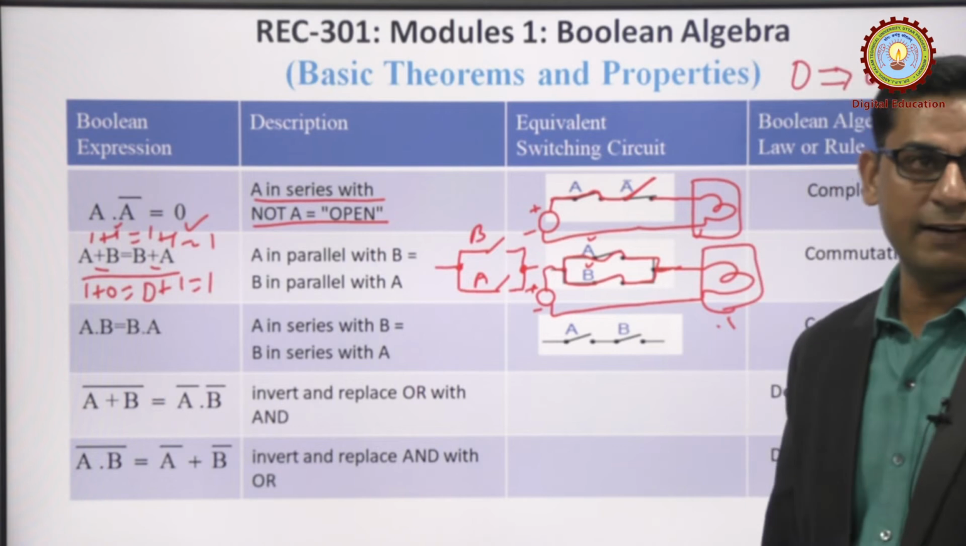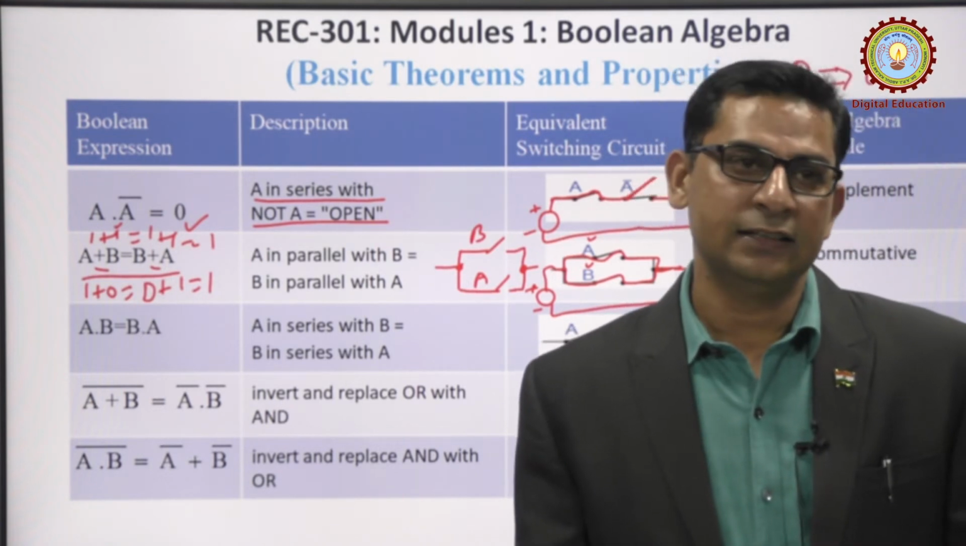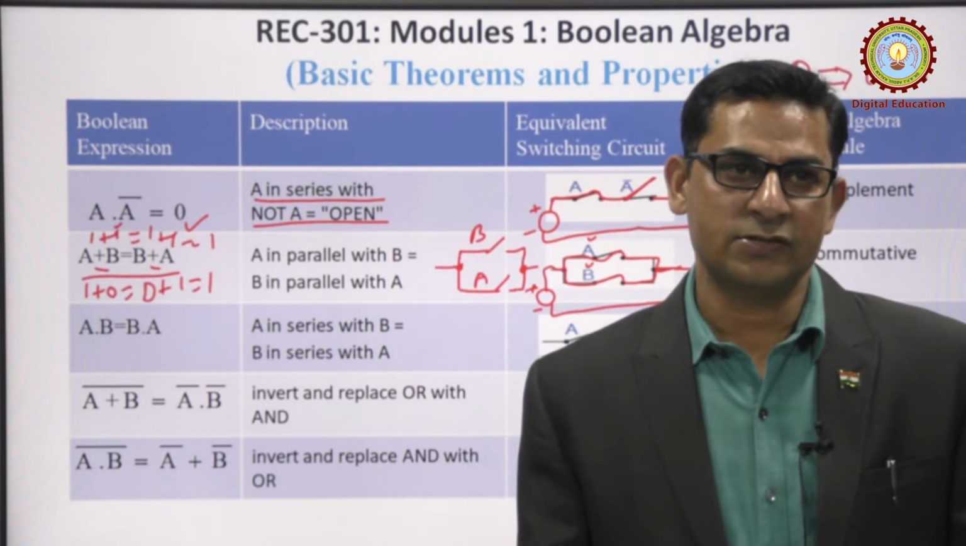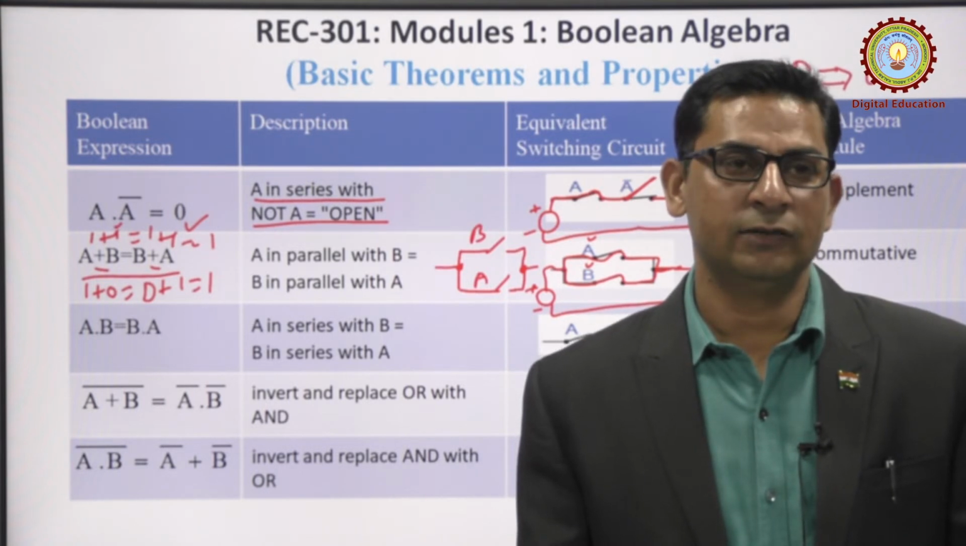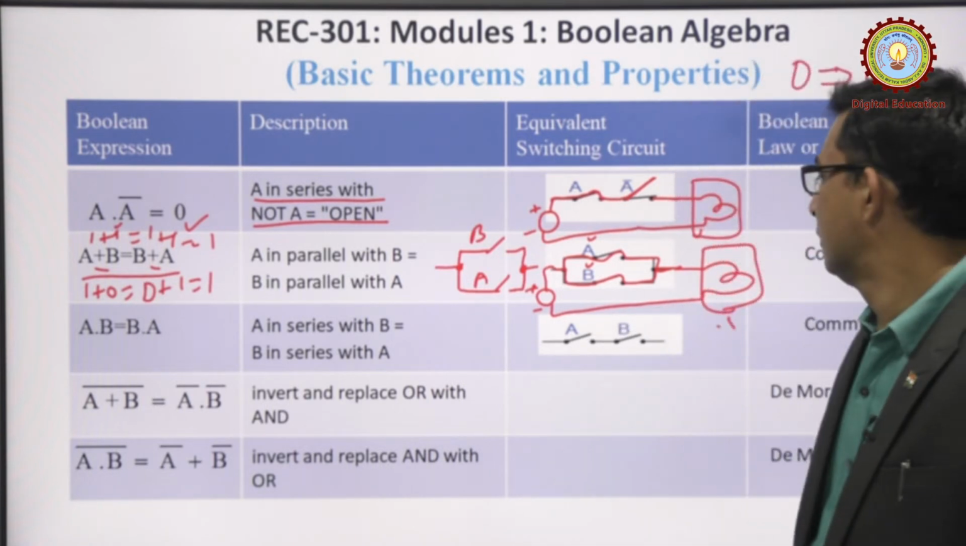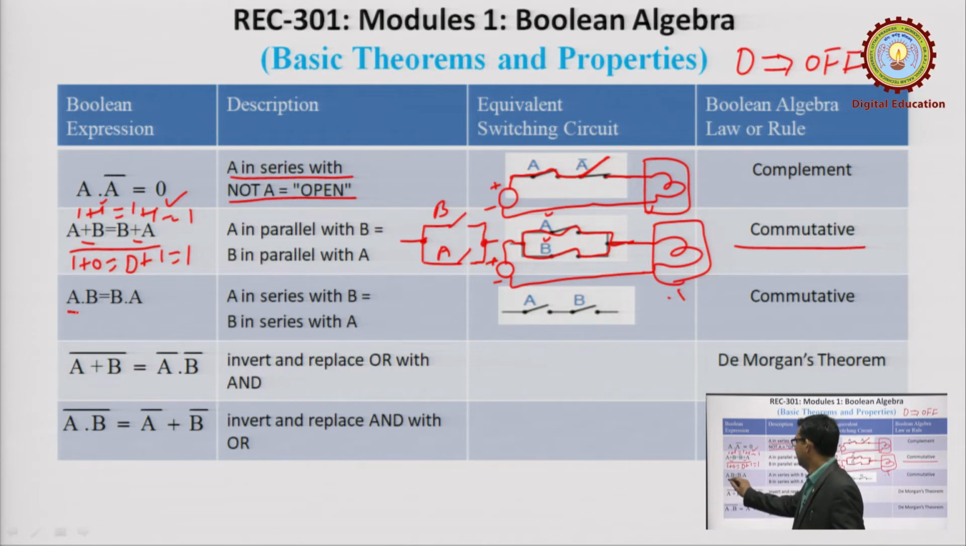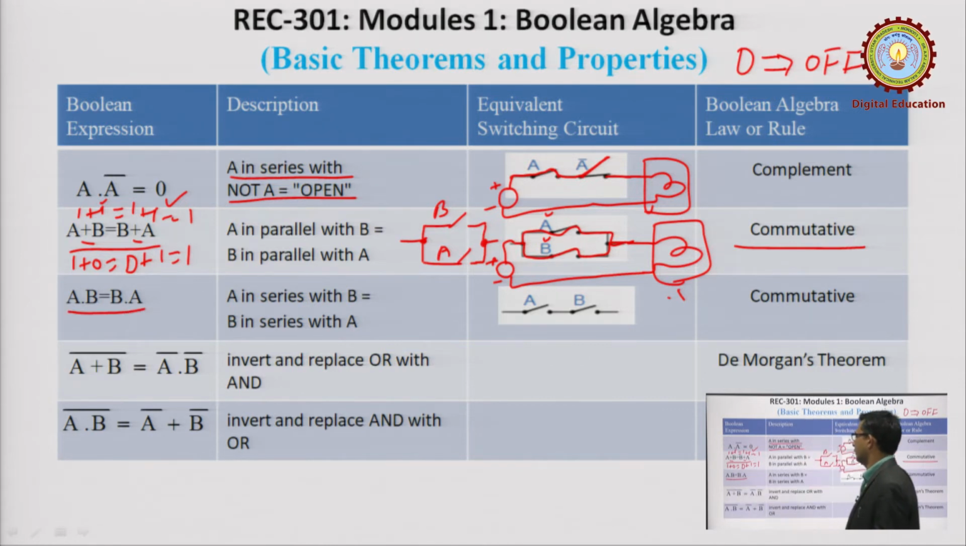So, it does not affect anything if both the switches are connected in parallel. It does not matter which one is the first one and which one is the second one. Both are connected in parallel, and their state will affect the output. Okay. And we call it the commutative rule.